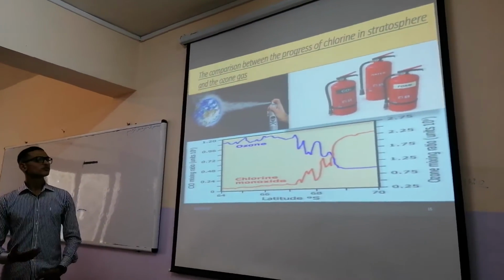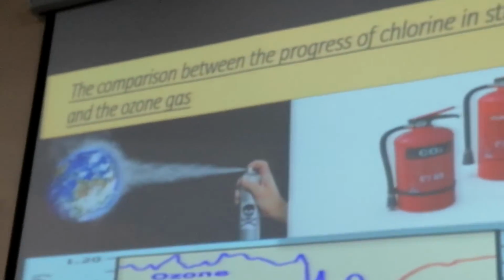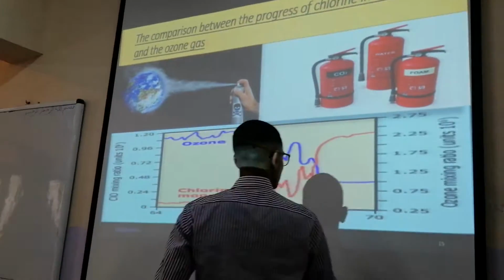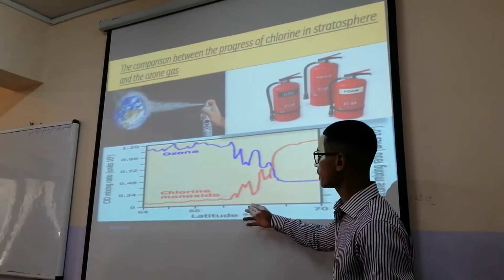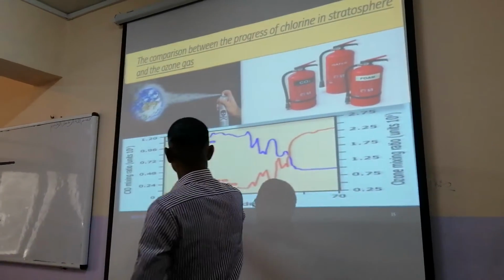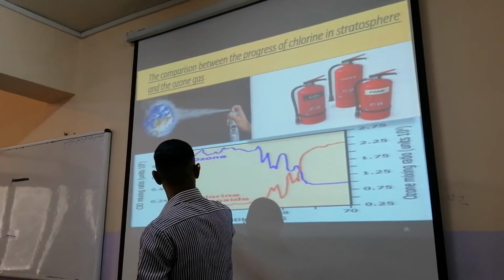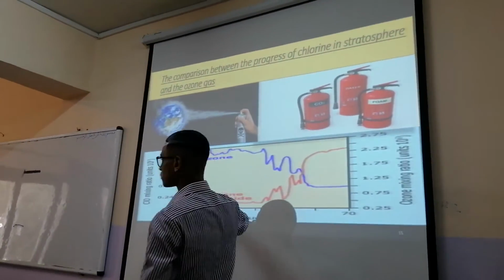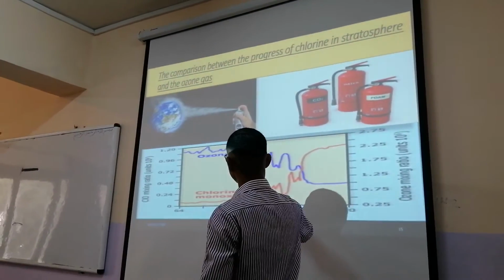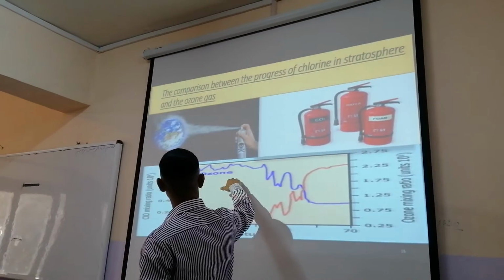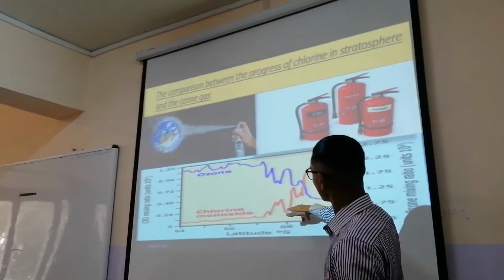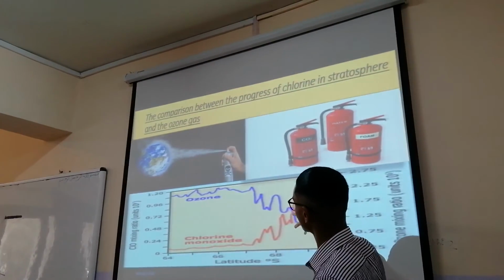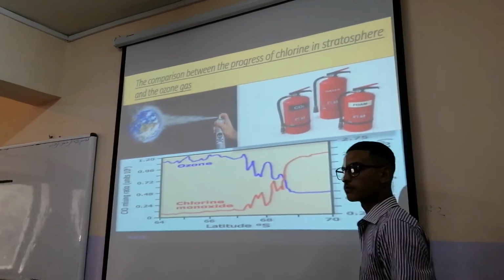So now we are going to do a comparison between the progress of chlorine in the stratosphere and ozone gas on Earth. As we see here, we have the progress of chlorine monoxide, ClO. From 1904 to 1968, we have a stable curve of chlorine monoxide, and also a stable curve of ozone. But when we observe the increase of chlorine monoxide, we have the negative progression, or the decrease, of ozone. So that is the relation between them.